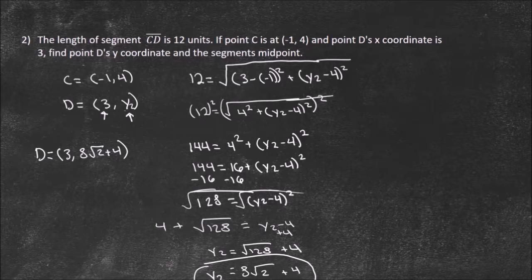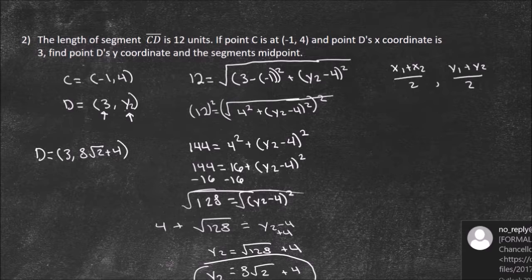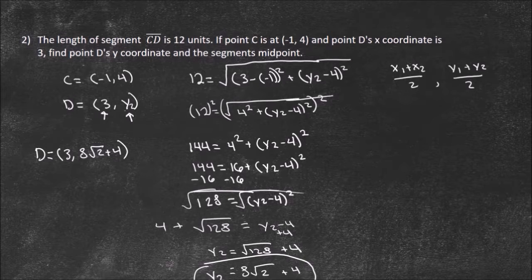And the segment's midpoint. So now we need to figure out, what's the midpoint of this segment? Well, I need to use my midpoint formula. So I get x1 plus x2 divided by 2, then y1 plus y2 divided by 2. And this is just plugging in. So x1 plus x2 is going to be -1 plus 3 divided by 2. Well, -1 plus 3 is 2, divided by 2 is 1. The total is going to be 1.